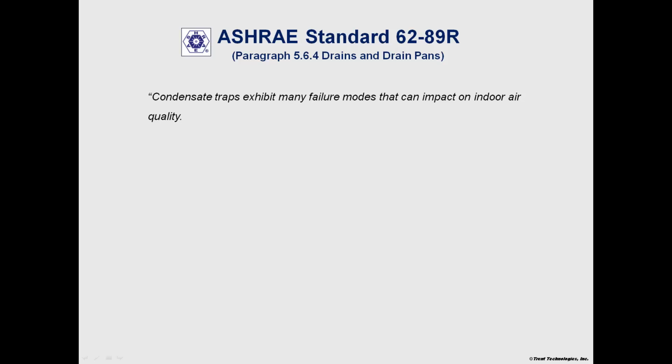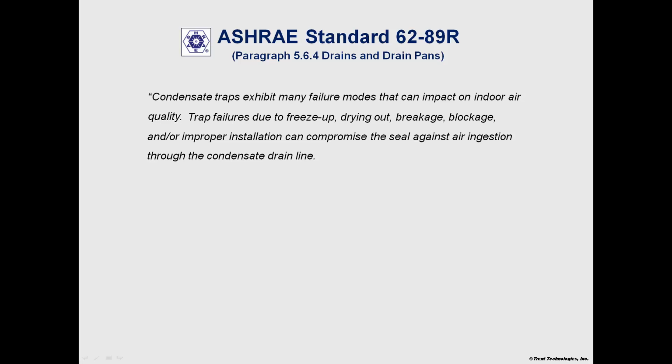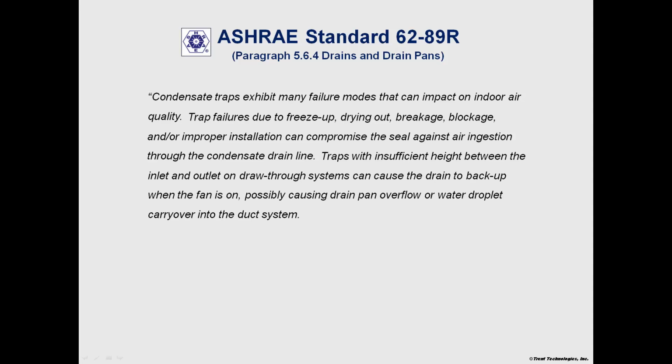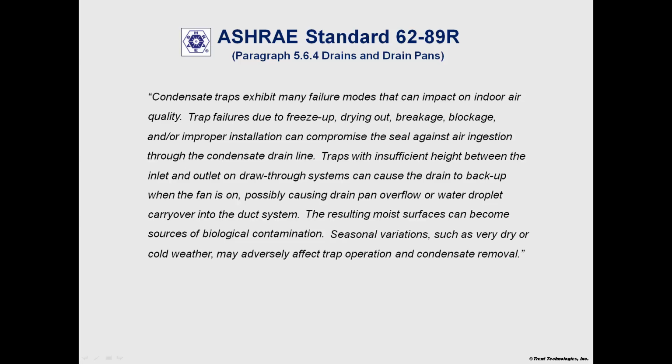Condensate traps exhibit many failure modes that can impact indoor air quality. Trap failures due to freeze-up, drying out, breakage, blockage, and/or improper installation can compromise the seal against air ingestion through the condensate drain line. Traps with insufficient height between inlet and outlet on draw-through systems can cause the drain to back up when the fan is on, possibly causing drain pan overflow or water droplet carryover into the duct system. The resulting moist surfaces can become sources of biological contamination. Seasonal variations, such as very dry or cold weather, may adversely affect trap operation and condensate removal.